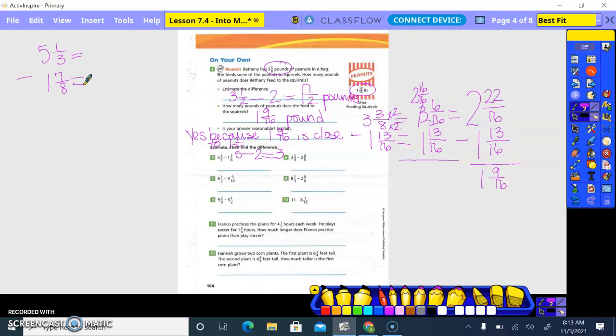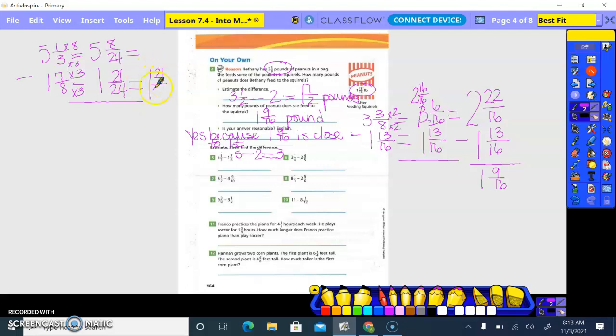Okay. So 5 and something over 24. How did I get from 3 to 24? Times 8. What I do on the bottom, I do on the top. Then 1 and something over 24. How did I get from 8 to 24? Times 3. What I do on the bottom, I do on the top. So can I do that? No. Okay.